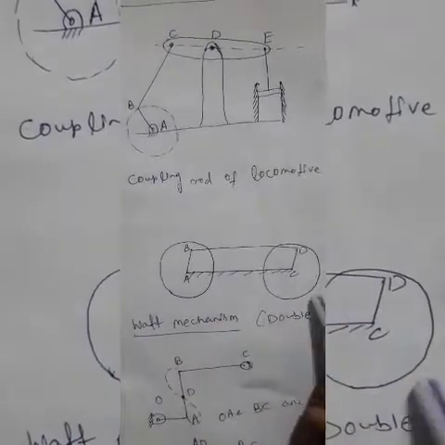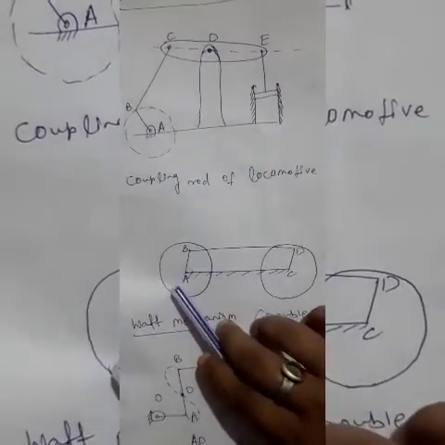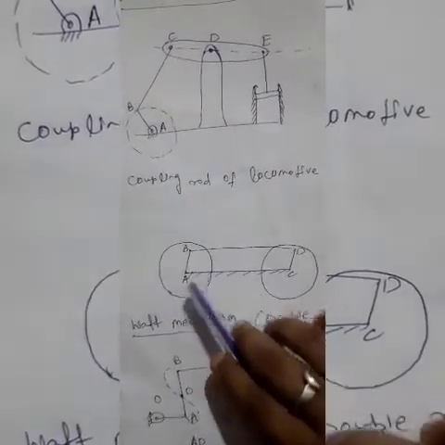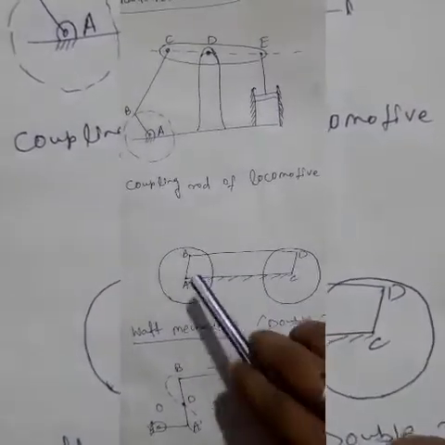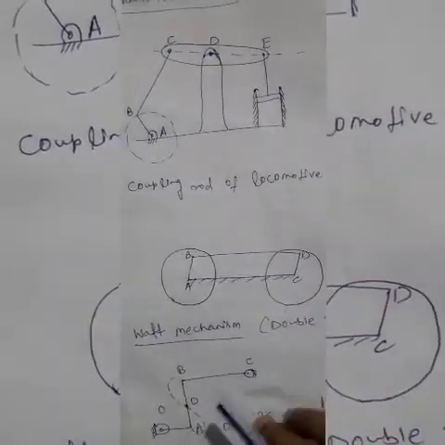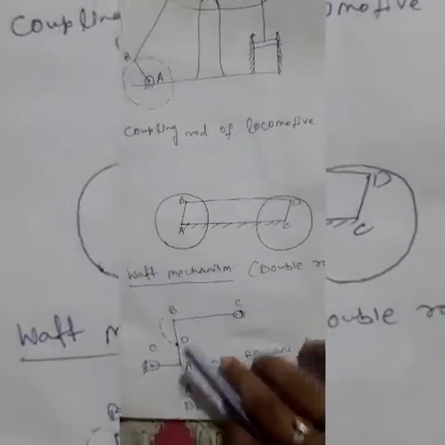to the rotary motion of another wheel. Both are rotating 360 degrees, so it is known as a double crank mechanism. Next is the double rocker mechanism.